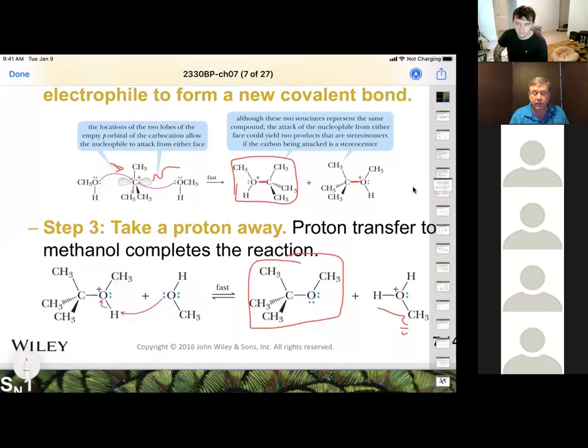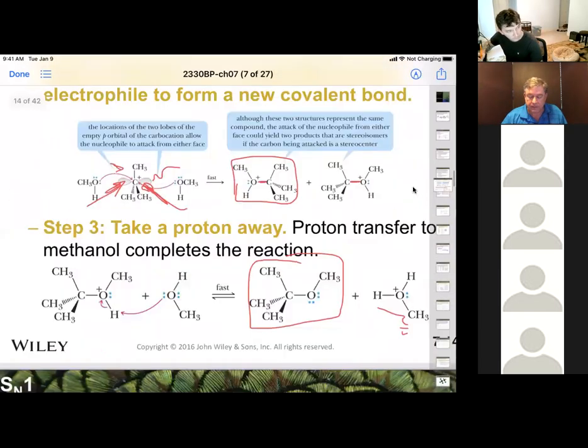Now, with this carbocation, we have an opportunity for changing the attachment here. If it's attached this way, on this side, that's going to give one kind of isomer. If it's attached to this side, it'll give us another kind of isomer. We're going to talk about more than that in chapter 6.